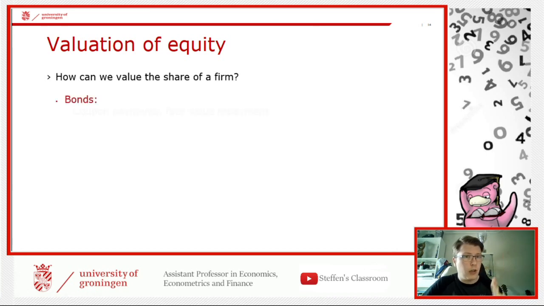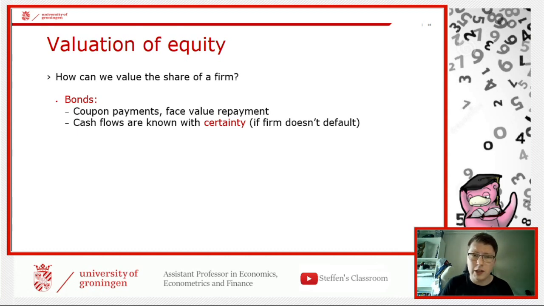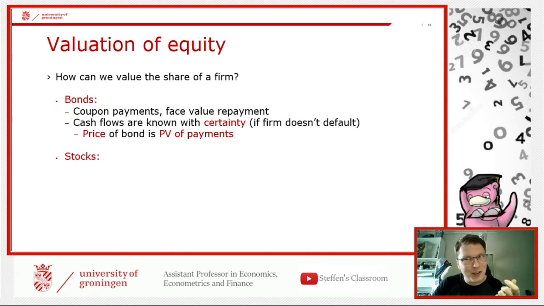Just one share. With bonds, that was easy enough, right? We had coupon payments. We had the repayment of the face value. And we knew the cash flows with certainty. Well, of course, given that a firm didn't default, or a government, but we assume the governments didn't really default, at least most governments. So that becomes a little different now when we do stocks, because, well, they're just a little different, right?